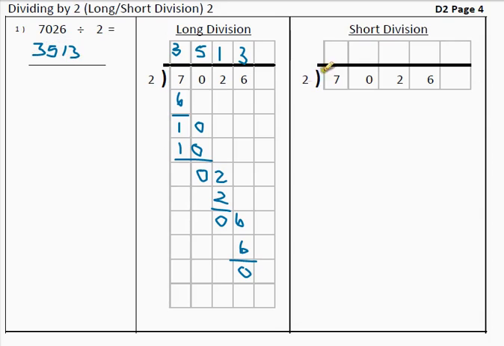Now, could you easily do this with short division? I believe so. 2 goes in 7, 3. Remainder 1. 2 goes in 10, 5. 2 goes in 2, 1. 2 goes in 6, 3. If there was another 0 here, 2 goes in 0, there would have been a 0, okay? Pause the video if you still want to try this.